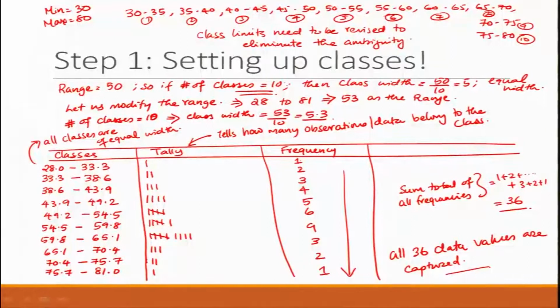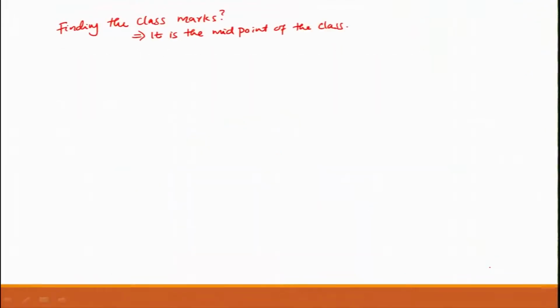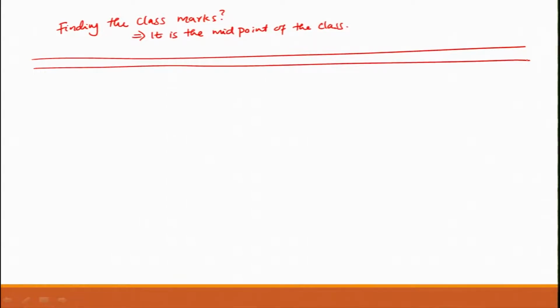Now, as I said, finding the class marks is finding the midpoint of the classes. So, let us draw the table a little bit more nicely. This time we won't do the tally and other stuff. So, we will have classes, then we have our class marks, then we have our frequency.